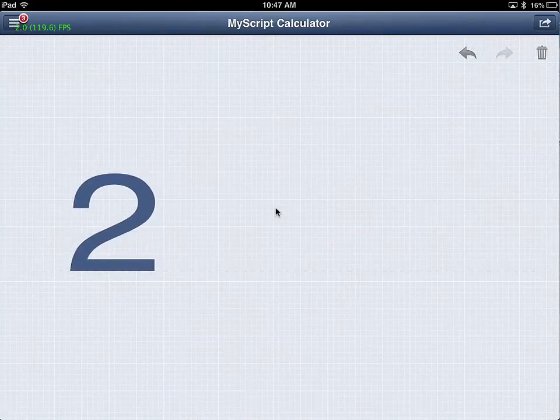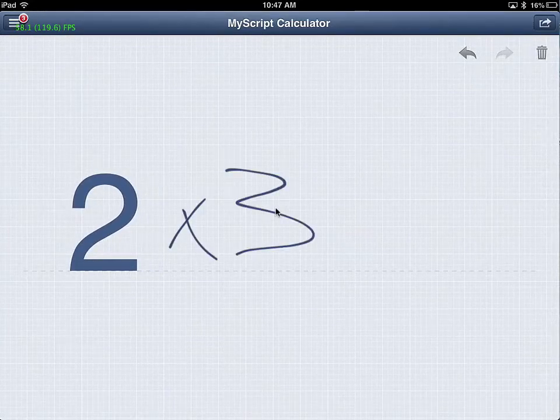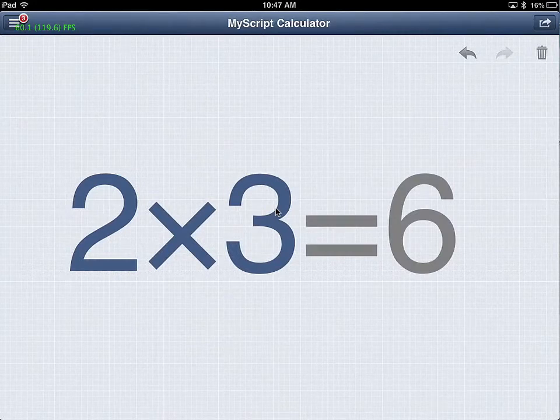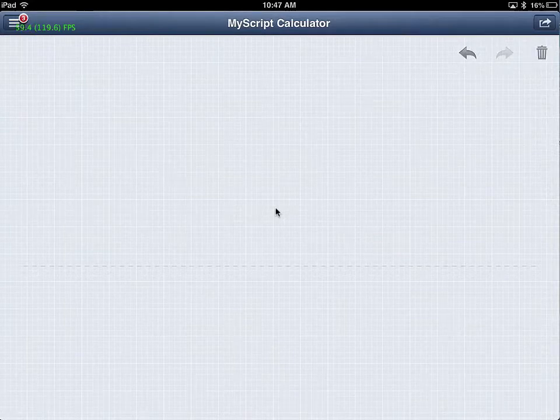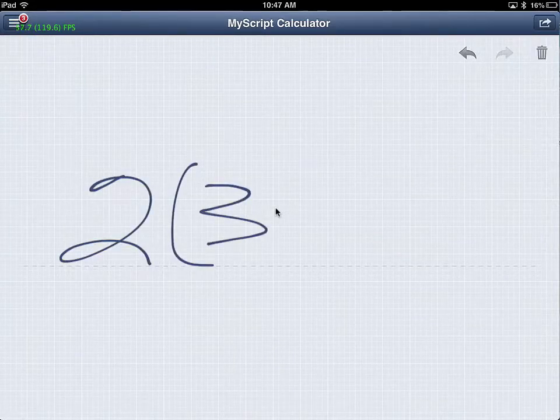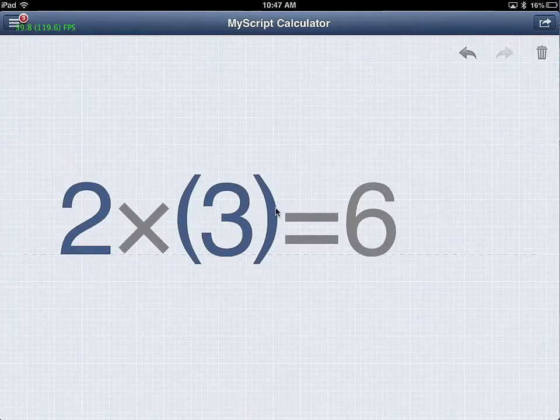handwriting and turns that into an arithmetic expression. So you can see that I simply wrote 2 times 3 on the screen. It reads my handwriting and does the appropriate calculation. But what's kind of interesting is that it also understands algebraic notation. So it knows that 2 parentheses 3 really means 2 times 3, and it does the appropriate calculation.